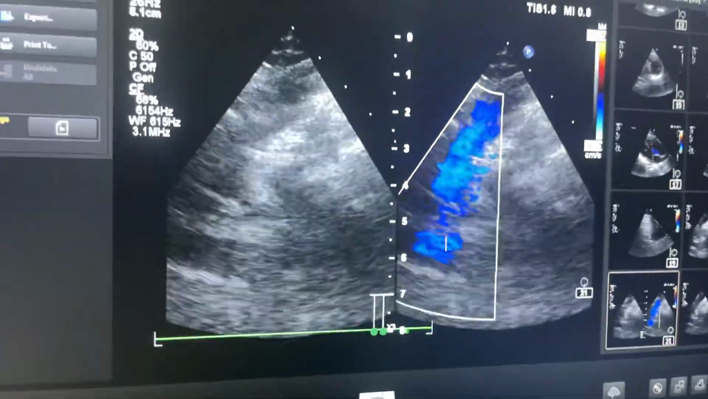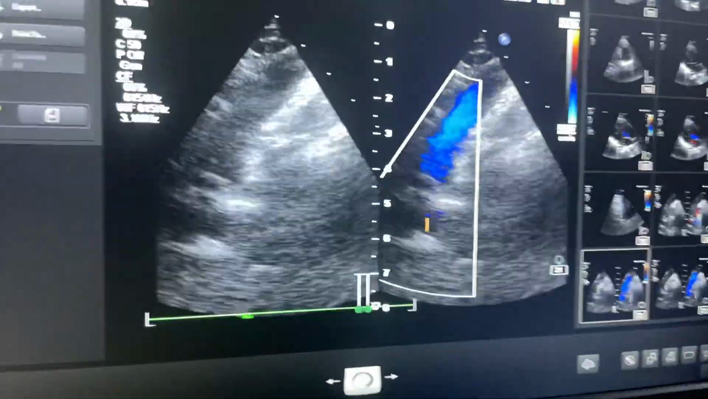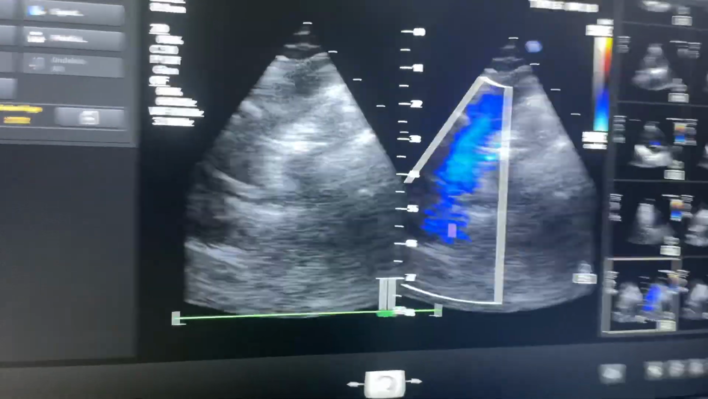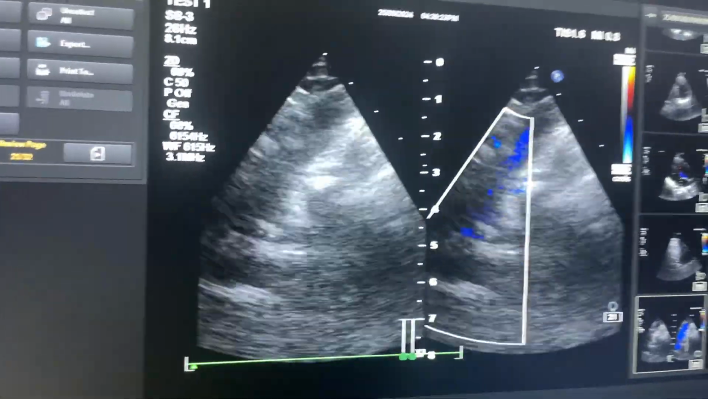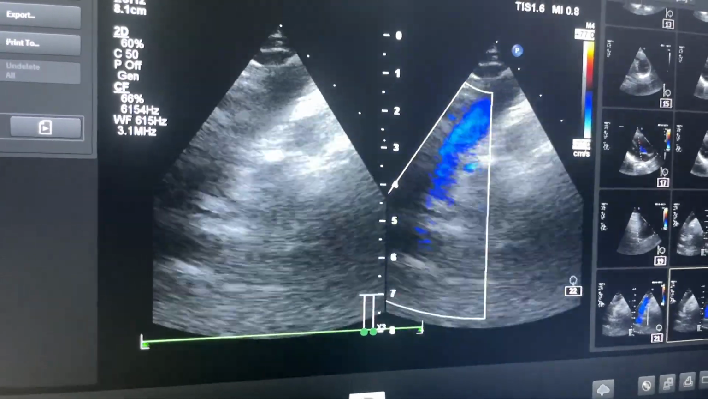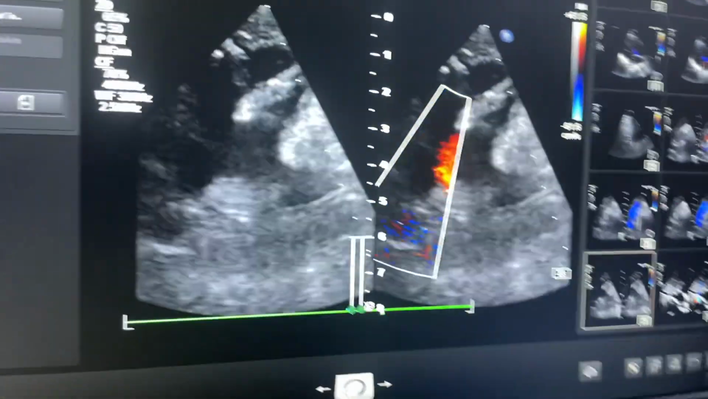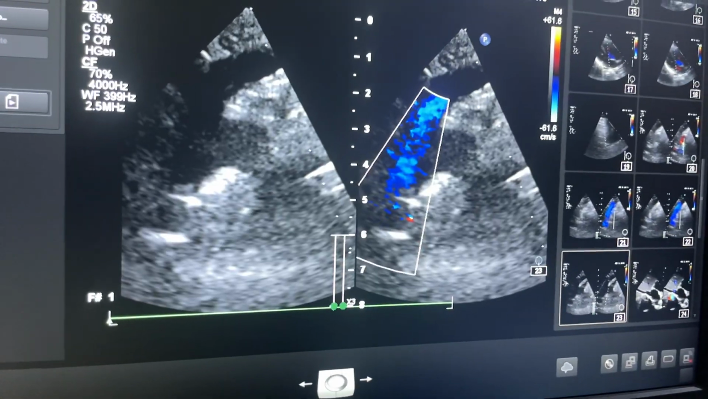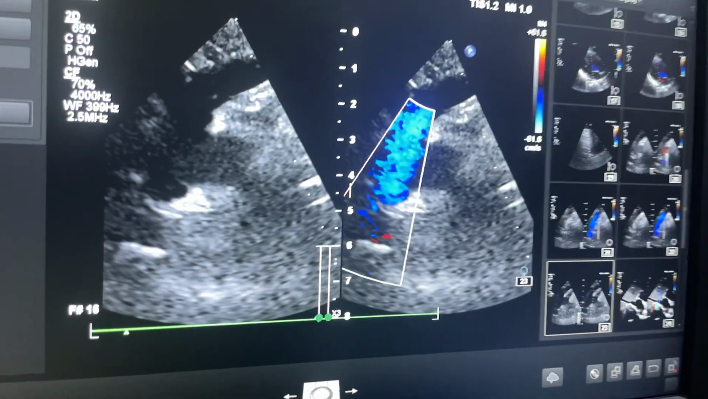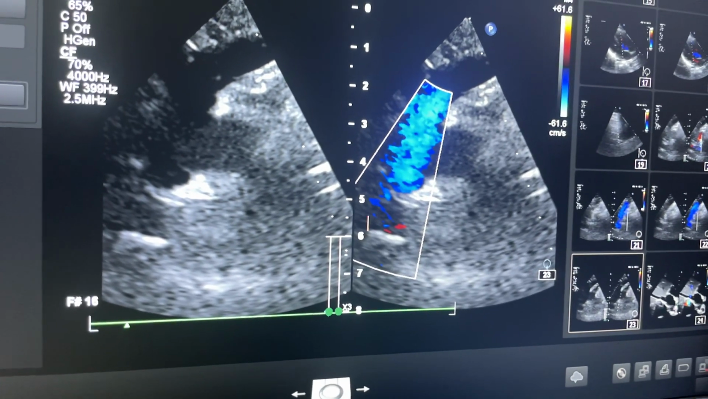So Glen shunt is best visualized through suprasternal window, because we find a clear cut superior vena cava at the same time communicating with right pulmonary artery. Same thing, there is no flow obstruction. This is superior vena cava, and this is right pulmonary artery branch that is communicating with right pulmonary artery.